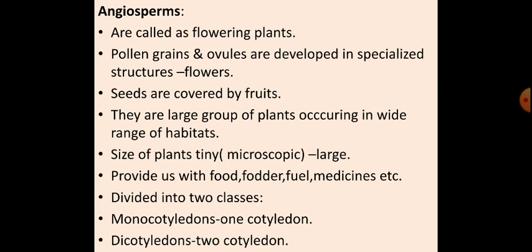The number of angiosperms is more compared to any other plants in the world. The number of flowering plants is more compared to any other plants. So they are spread over a wide range of habitats. For example, in a forest, if there are 100 plants, 90% of the plants are angiosperms. They range in size from large trees to tiny plants.